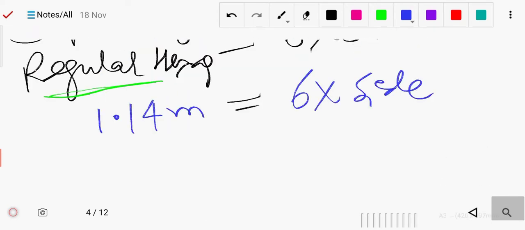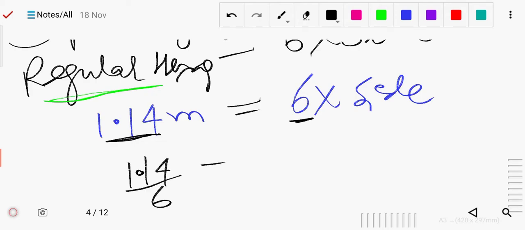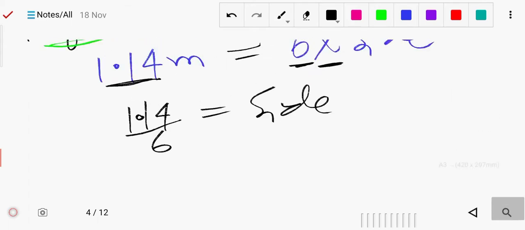Now we can solve. We can transpose the variables or the constants. These two are the constants, so we can transpose, we can send to the other side, right to left. So this will come here, 1.14, and 6 will go to this side because here it is multiplication, so on the other side it will be divide. So only the side is left. Okay, now you can solve this one.